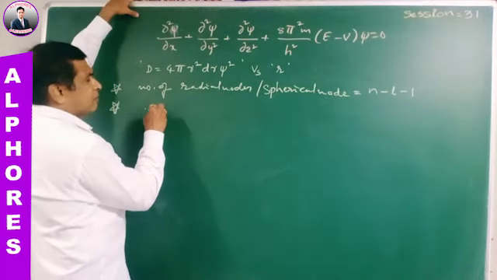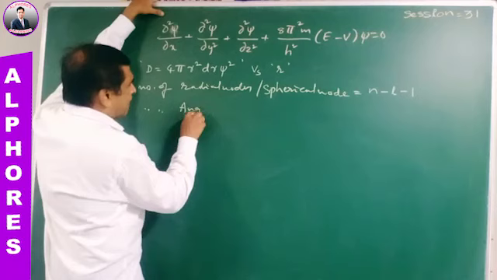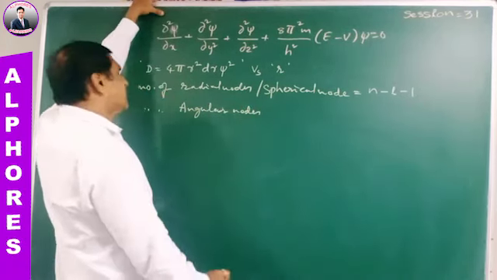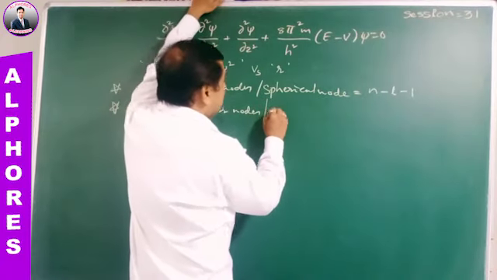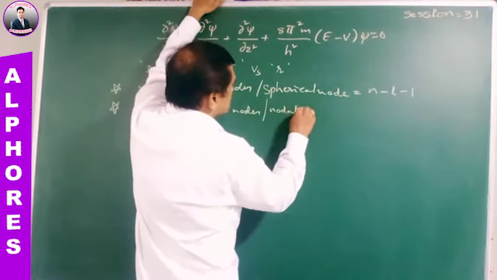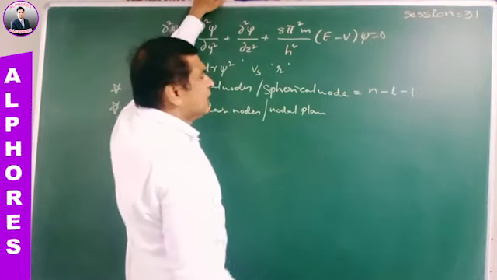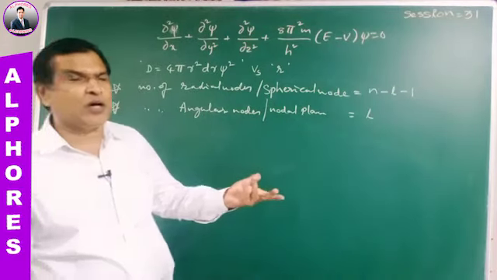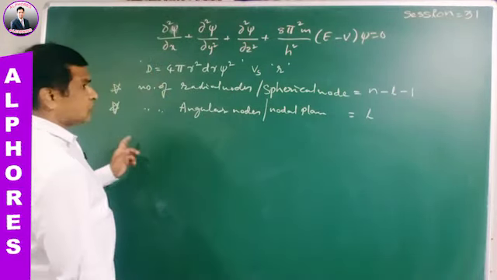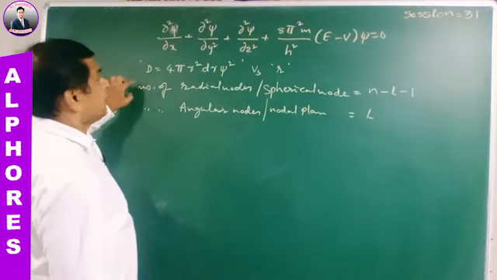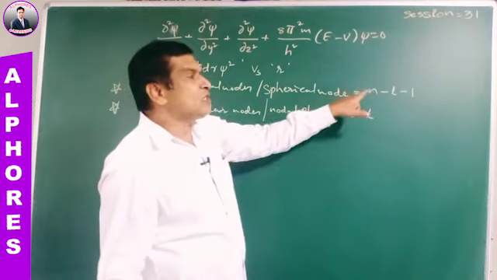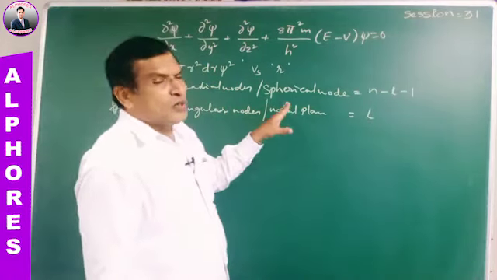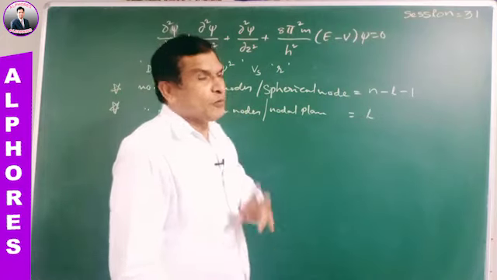Next one, number of angular nodes of an orbital. Angular nodes, also called nodal planes, is always equal to the l value for any orbital. Number of radial nodes or spherical nodes is equal to n minus l minus 1, and the number of angular nodes or nodal planes is equal to the l value.